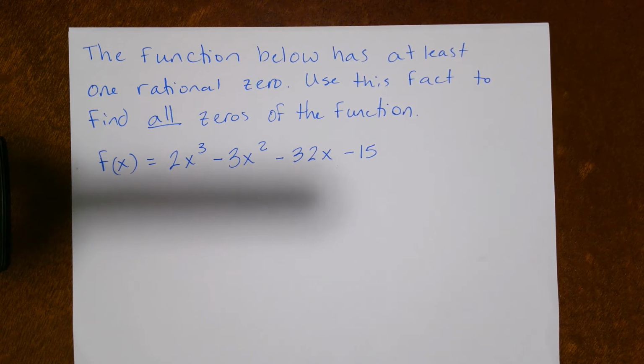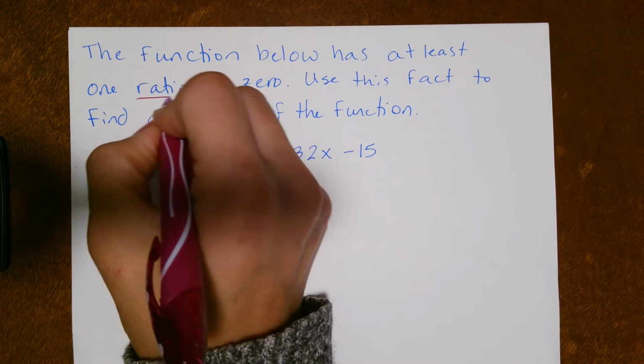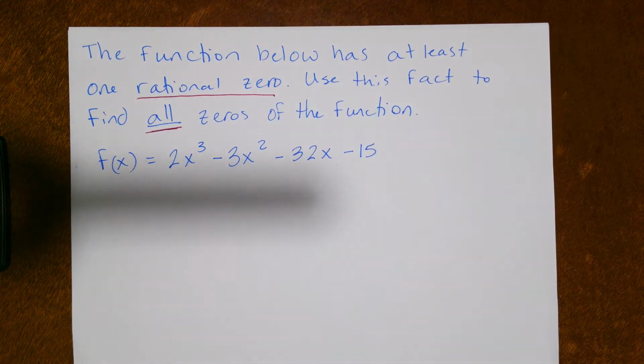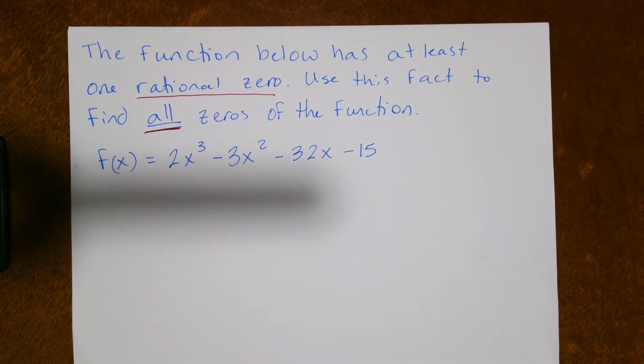So this first question says the function below has at least one rational zero. Use this fact to find all zeros of the function. And so we're given f of x equals 2x cubed minus 3x squared minus 32x minus 15. So it tells us that this function has at least one rational zero. So that should be a tip-off that we need to use the rational zeros theorem, which pretty much everybody did, but then you stopped there. It wants us to find all the zeros.